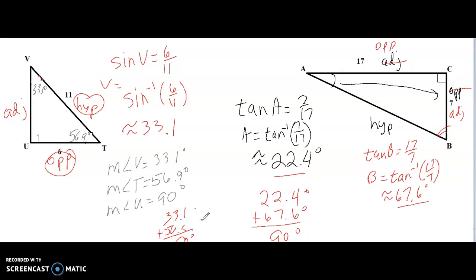Now, for obvious reasons, I showed you how to do this because I wanted to look at sine, cosine, and tangent, but I will tell you that you don't have to do that every time.